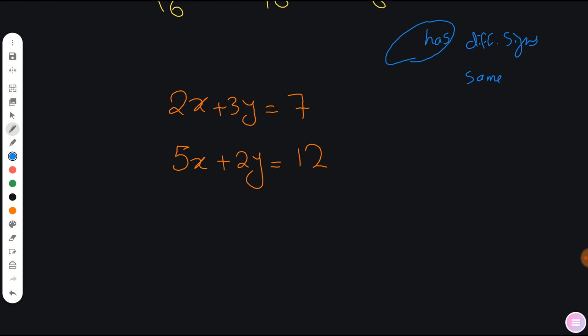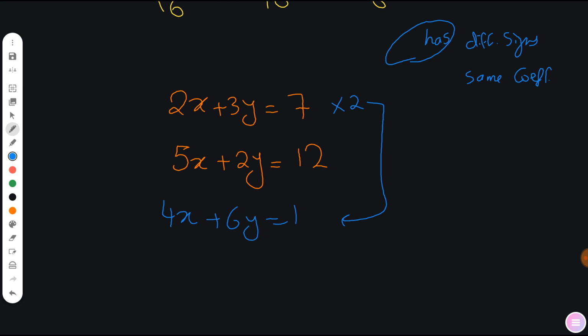So we need one of them to be with a negative sign to be different, and at the same time we need to make them equal. So how to make 3 like 2? We can multiply this equation by 2. This will give us 4x plus 6y equals 14, and we multiply this by 3. This will be 15x plus 6y equals 36.